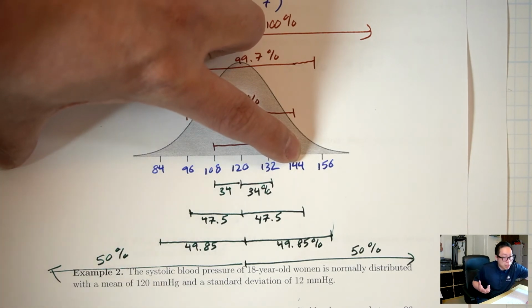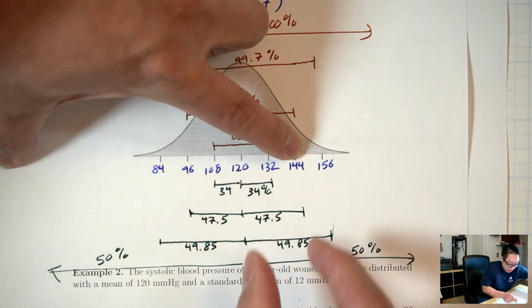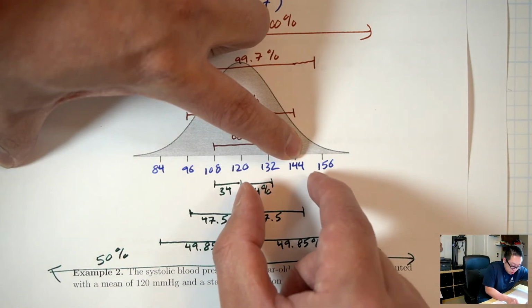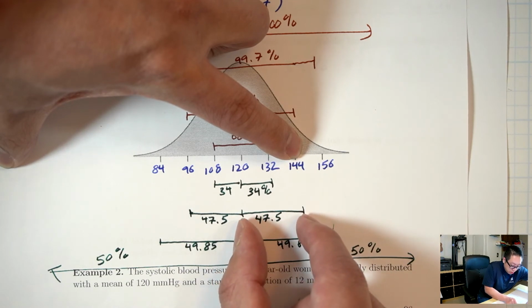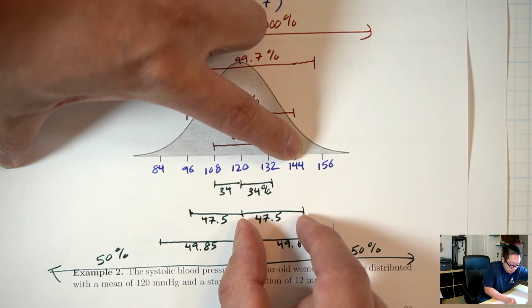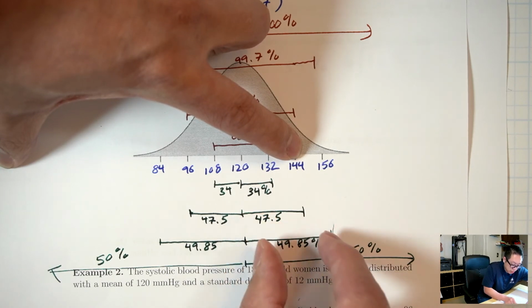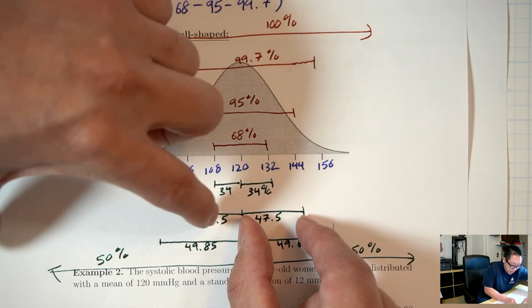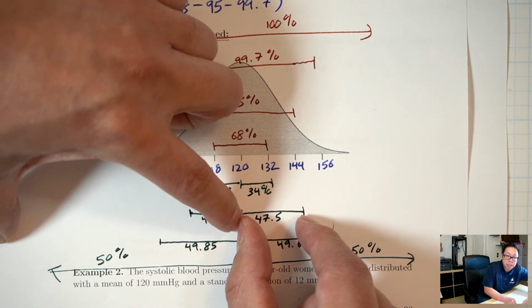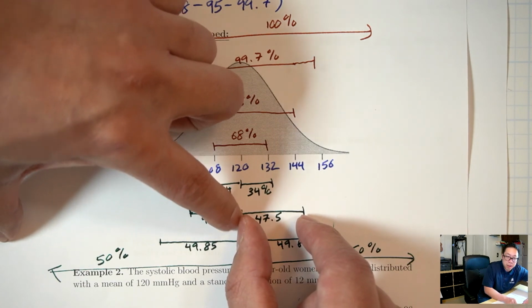So the proper way to think about this is, if I want 144 all the way to the left, I can take 144 to 120, which is 47.5, and then add 120 all the way to the left, which is 50%. So I'll take 47.5% and then add on the 50%, and that should give me my answer. Okay?